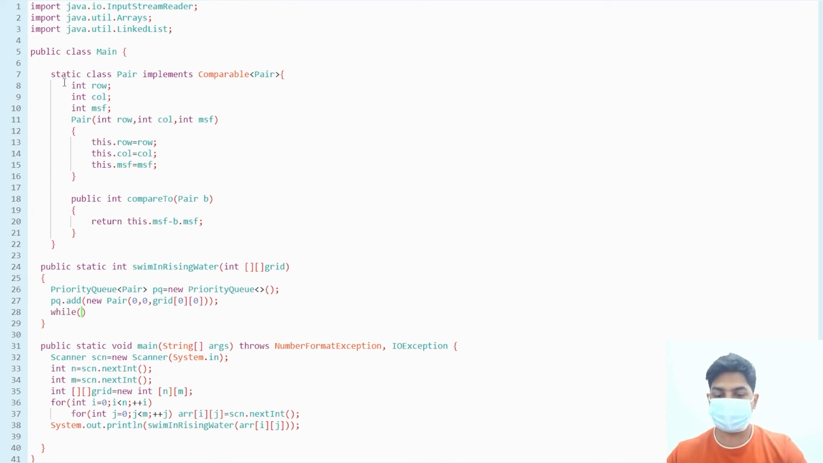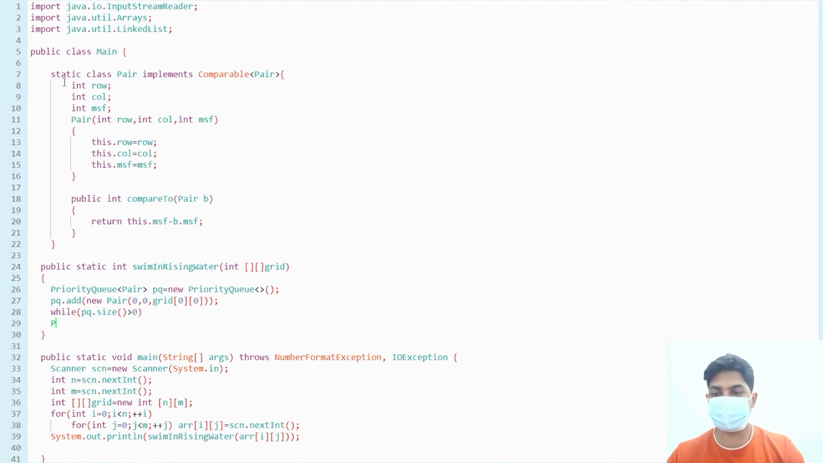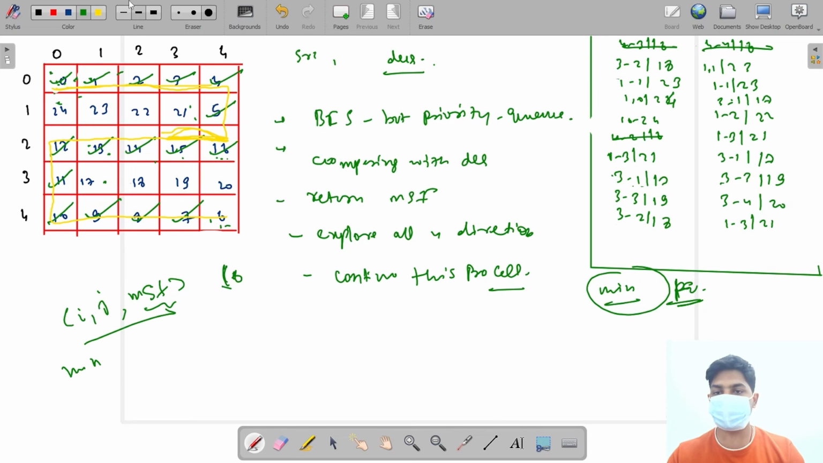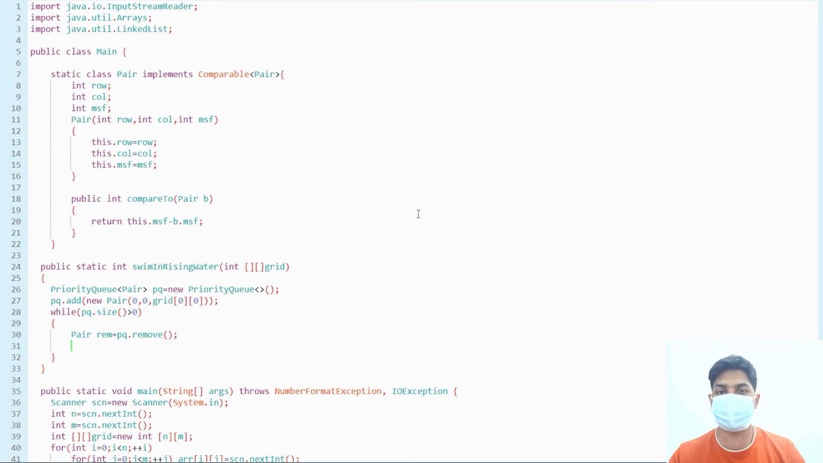Now we will loop while priority queue dot size is greater than 0. What we are doing, each time we are removing the element one by one. So pair removed element equals priority queue dot remove, and each time we check whether it is equal to the destination.